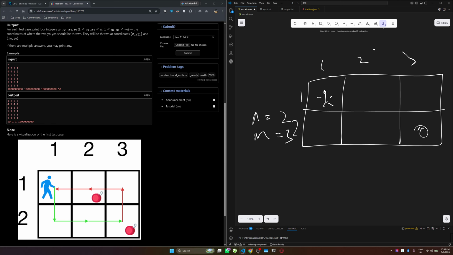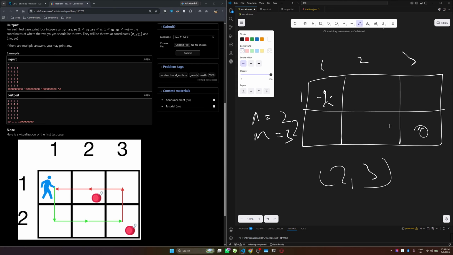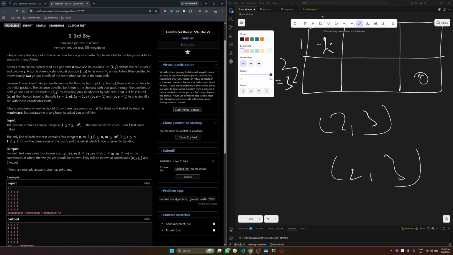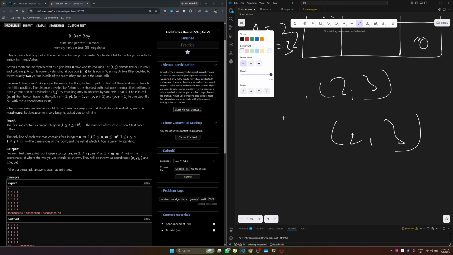Okay. So first one we place at the end, which is 2 comma 3, and then on the next one we can just place it at 2 comma 3 as well, because it says multiple answers, you may print any, and we can place both of the balls in the same cell. So we'll just place it like that, and this will also give us the correct answer.